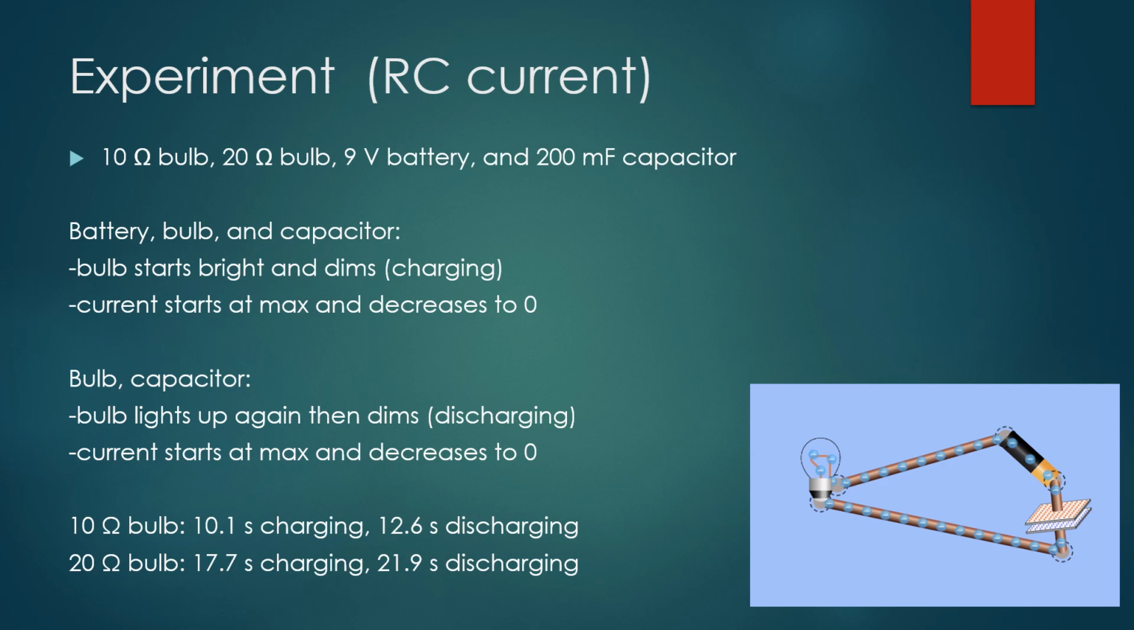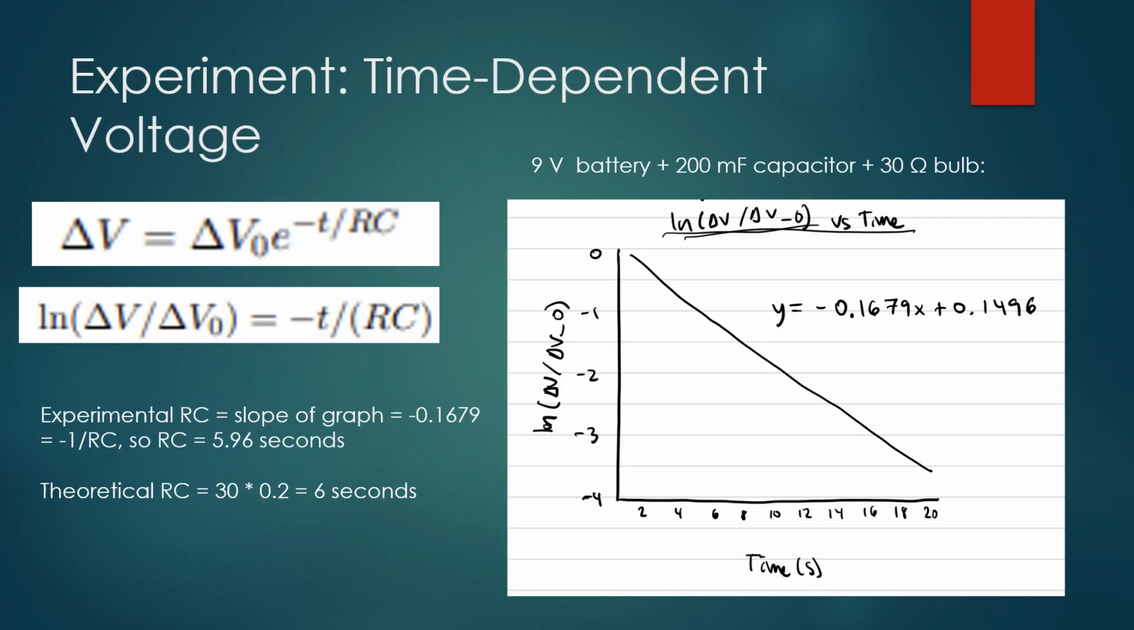In the RC circuit with the battery, bulb, and capacitor, the bulb started shining bright and then it dimmed, and the current started at the max value and decreased to 0. But when it was just the bulb and capacitor without the battery, the bulb also lit up and then began to dim, where the current also started at the max and decreased to 0. The first, with the battery, was charging and without the battery was discharging. These were the values for how long it took to charge and to discharge.